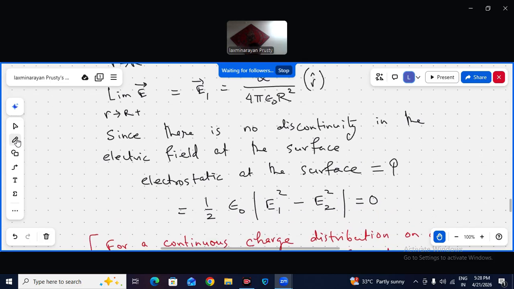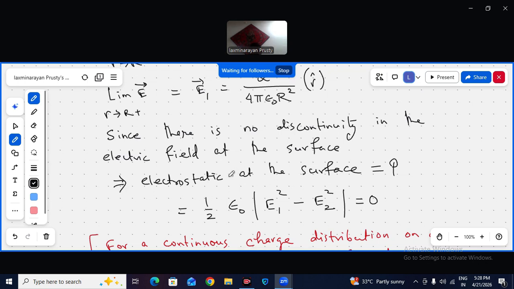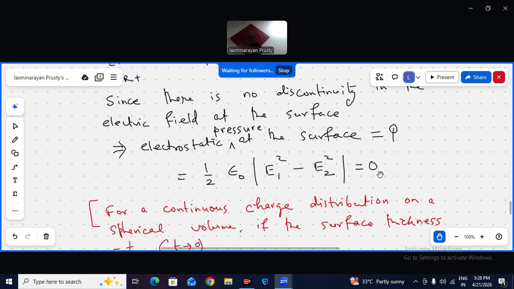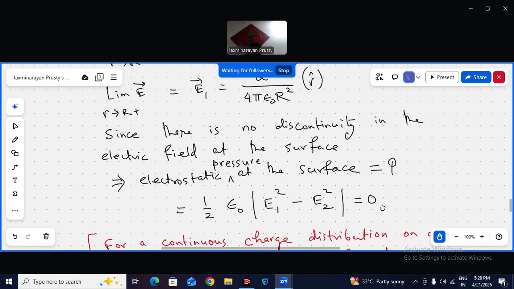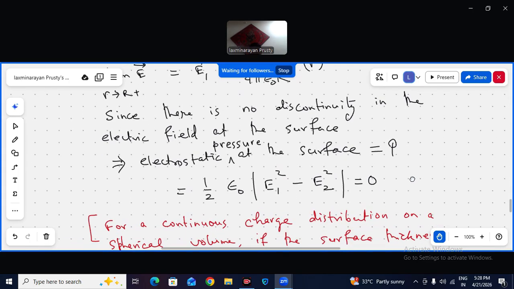So it's clear. So therefore, electrostatic pressure. Sometimes I forget to write. Electrostatic pressure. So the electrostatic pressure at the surface is P equal to half epsilon naught times magnitude of E1 square minus E2 square, which is also 0. Why? Because E1 and E2 have the same magnitude.